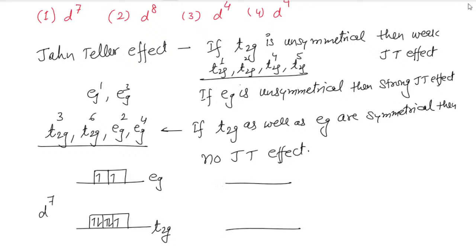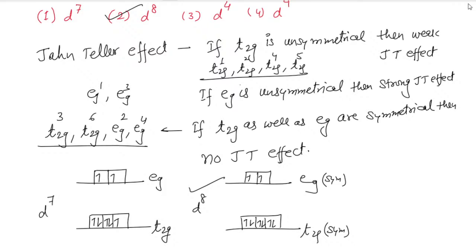T2G and EG. In case of D8, it is 1, 2, 3, 4, 5, 6, 7, 8. See, T2G is symmetrical, EG is also symmetrical. That means D8 in high spin as well as low spin, both are symmetrical. So it will not show Jahn-Teller distortion.